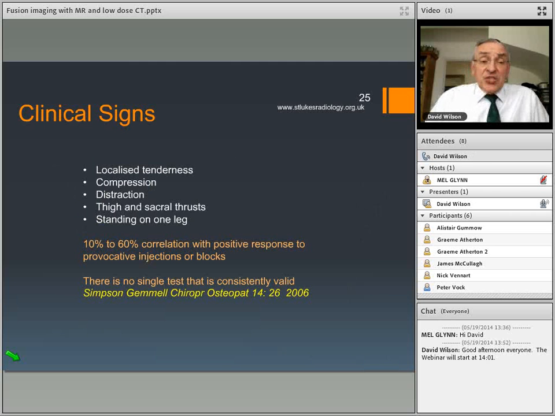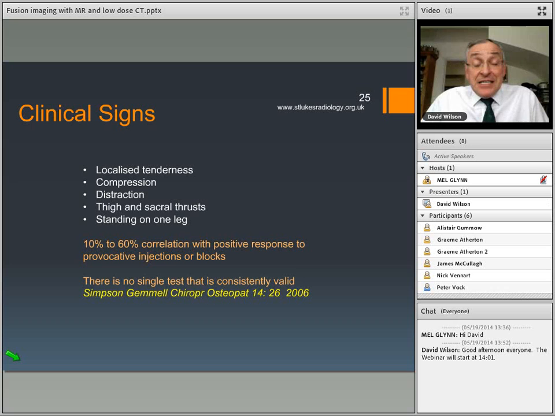If we have a patient with pain which may be arising from the sacroiliac region, these are the clinical signs that are used. You can palpate it to see if there's pain, compress it by pushing on the leg or standing, distract it by pulling on the leg. You can thrust, in other words, push the knee when the patient's leg is slightly flexed, see if that hurts, and of course get them to stand on one leg.